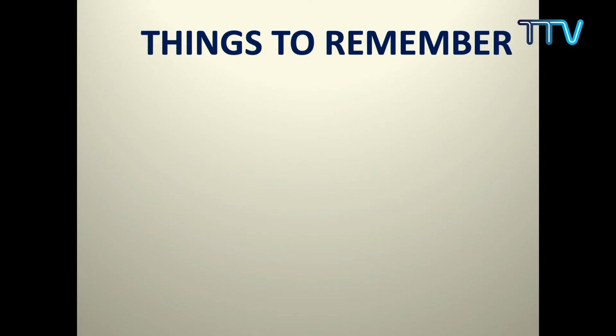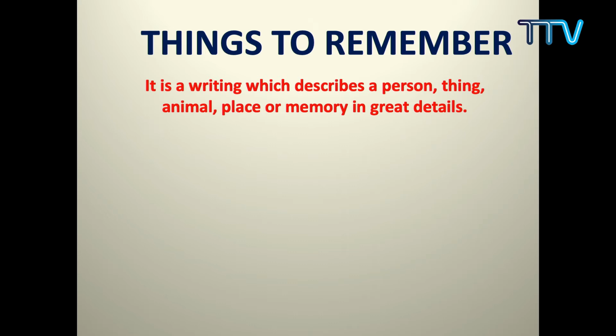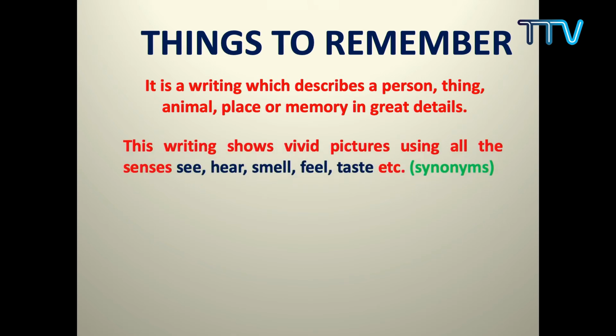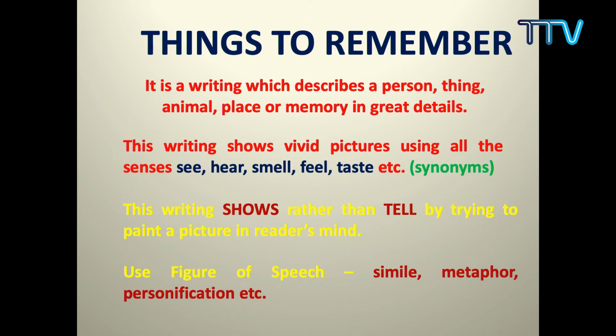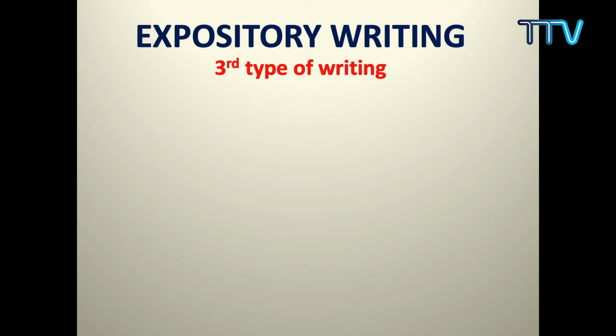Now, things to remember about descriptive writing. It's a writing that describes a person or thing, animal, place, all these things. The second one, you have to show vivid pictures. And the third one, know the difference between show and tell. And last but not the least, you have to use figures of speech. Figure of speech is a language which has got different words, and it has got a different meaning. For example, simile, metaphor, personification, these are some of the figures of speech that we use in descriptive writing. Did you understand?